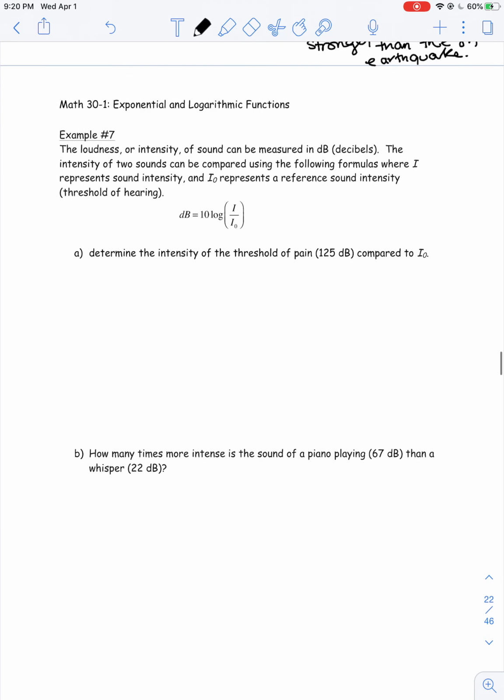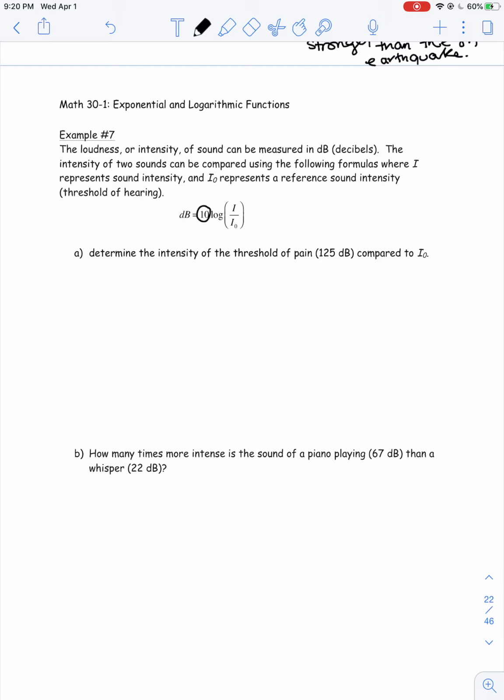Our next example is comparing sound. It's very similar to what we just did. The only difference is we have this 10 in front that we're going to have to deal with in order to solve anything. So example number 7: the loudness or intensity of sound can be measured in decibels. The intensity of two sounds can be compared using the following formulas, where I represents sound intensity and I0 represents the reference sound intensity, the threshold of hearing.